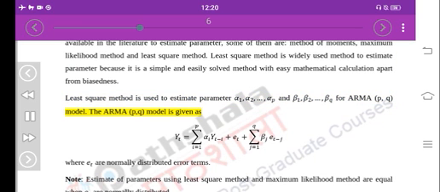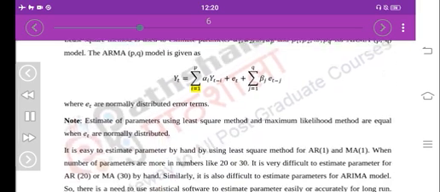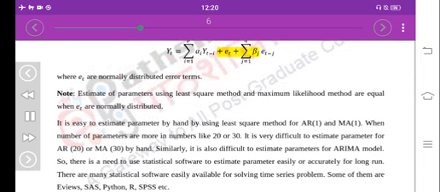The ARIMA (p, q) model is given as y_t equals the summation of alpha_i y_{t-i}, i equals 1 to p, plus e_t plus the summation of beta_j e_{t-j}, j equals 1 to q, where e_t are normally distributed error terms. Note, estimates of parameters using least square method and maximum likelihood method are equal when e_t are normally distributed.